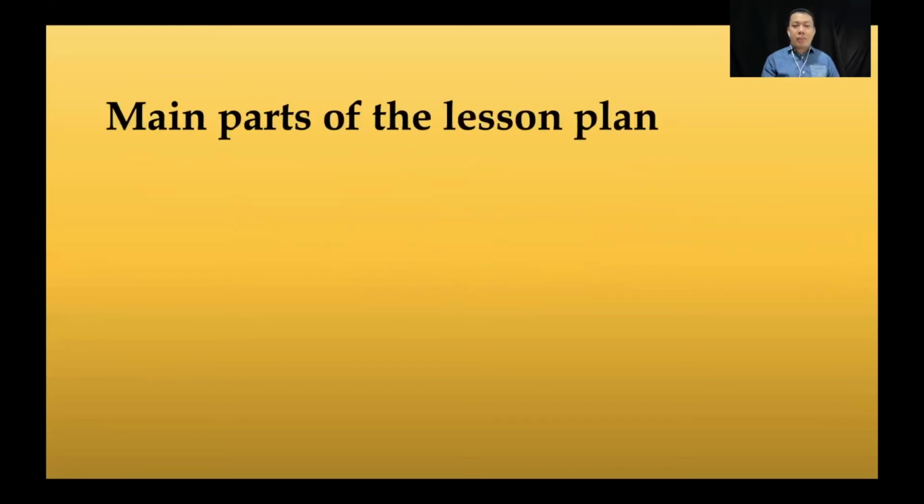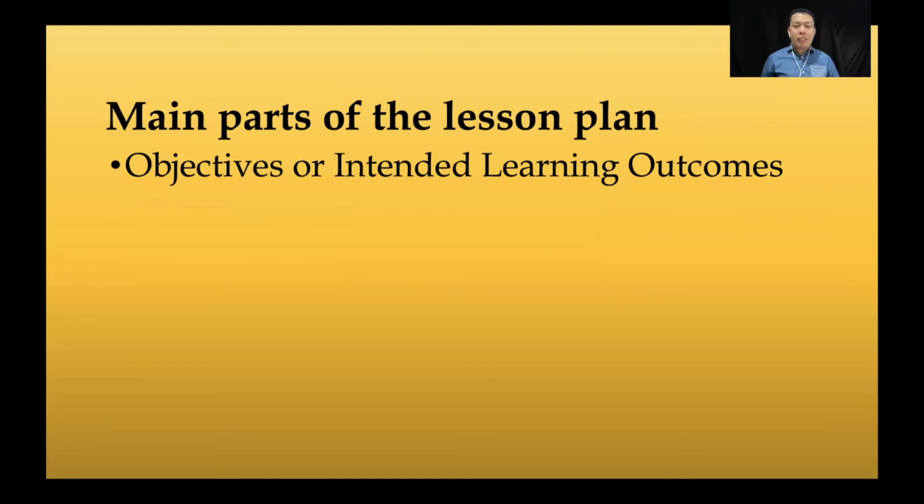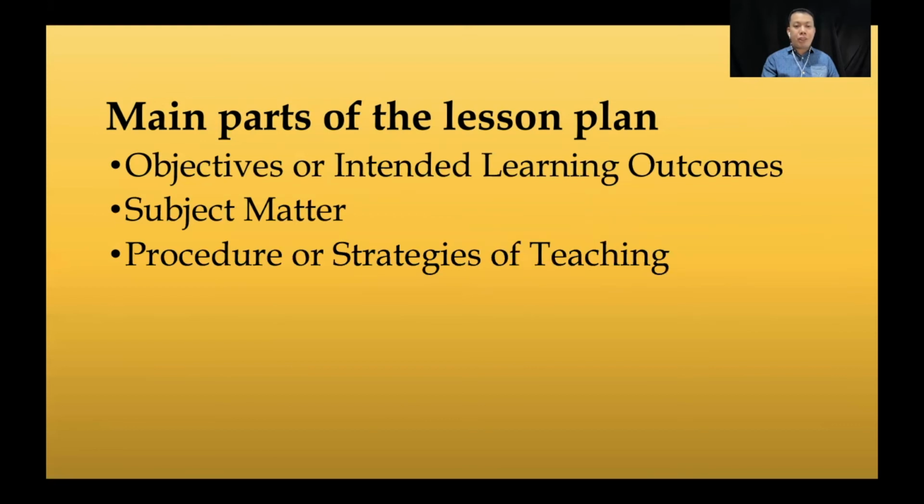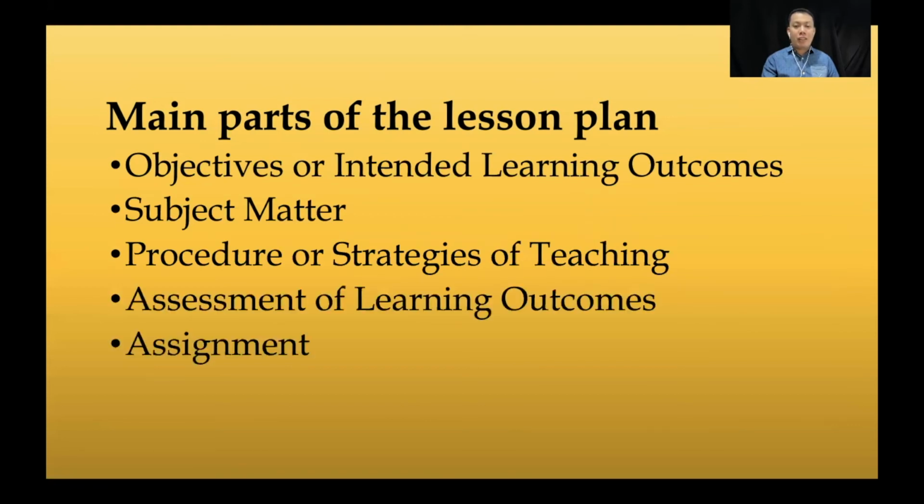Okay, so these are the main parts of the lesson plan: objectives or intended learning outcomes, the subject matter, procedure or strategies of teaching, assessment of learning outcomes, and assignment. Now, these are the very basic parts of the lesson plan. Another institution might have different parts of the lesson plan, but basically these are the five important parts of the lesson plan.